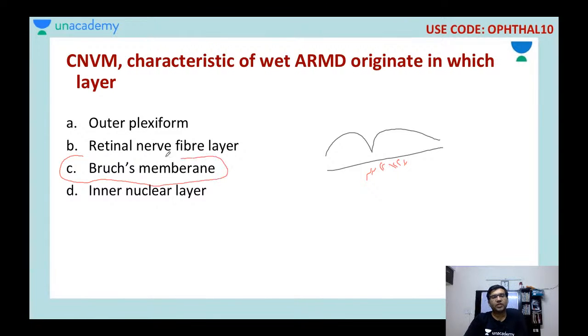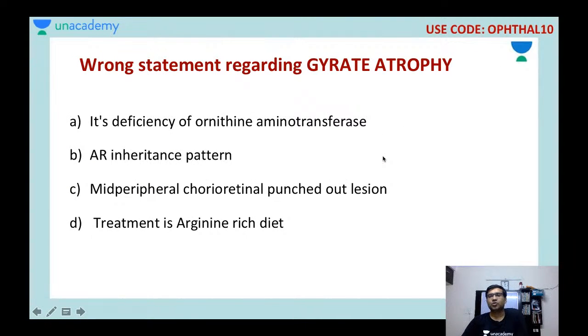So this neovascularization grows beneath the Bruch membrane. It basically exudates, and these exudates and the inflammatory mediators can form a membrane over the RPE and around the choroid. This is called choroidal neovascular membrane. So the answer is C here. Okay. Chalo. Let's move to our next question.